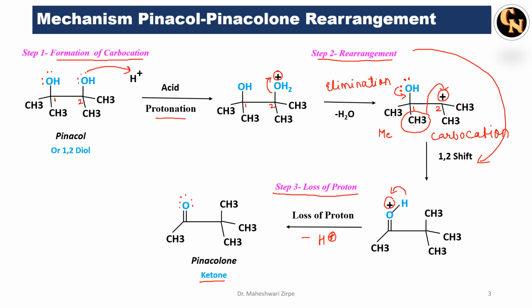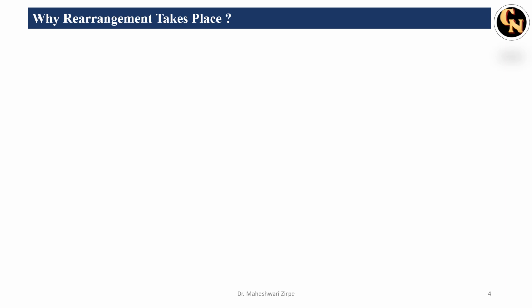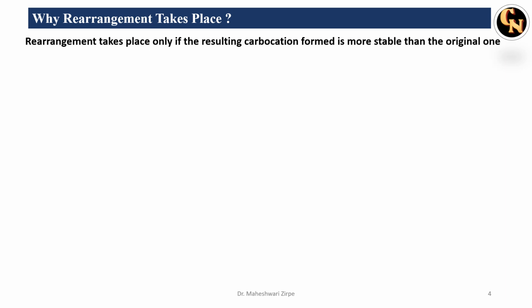Now let us see some of the important factors which you should know while undergoing such type of reactions. Let us understand why the rearrangement takes place. Basically, rearrangement takes place only if the resulting carbocation is more stable than the original. Now how can you guess which carbocation is more stable?